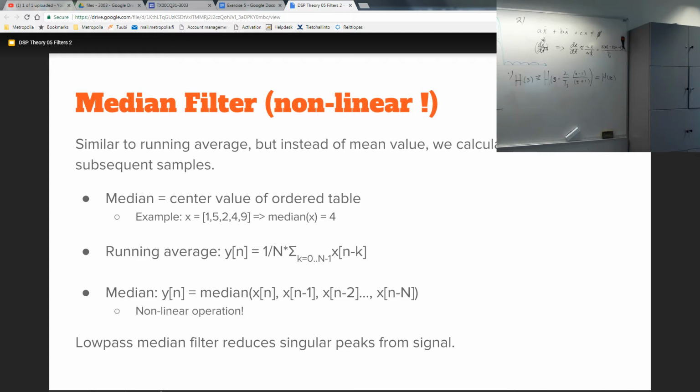Okay, the same thing for the average: 113 divided by 8. So it's 20 some, around 20. The average would be around 20, but the median is just 5. So a running average would actually produce a bump here, while the median filter goes just like that.